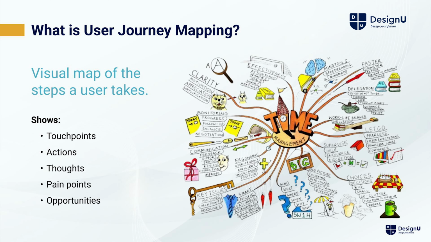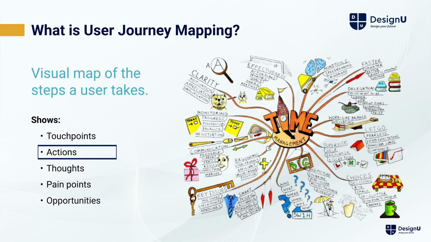Now, what is user journey mapping? User journey mapping is a visual map of the steps a user takes to solve a problem. Now, user journey mapping is outside of your product. It's not in your product yet. You are trying to understand what the user does on a point-by-point basis. How do they solve this problem? If they are using your product or not, how do they solve this problem?